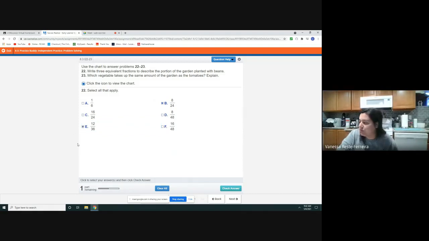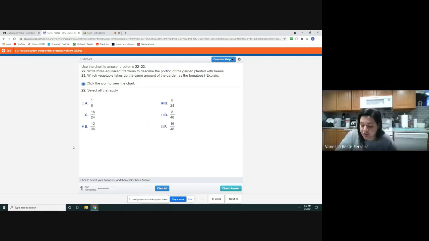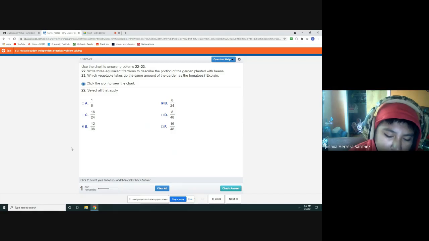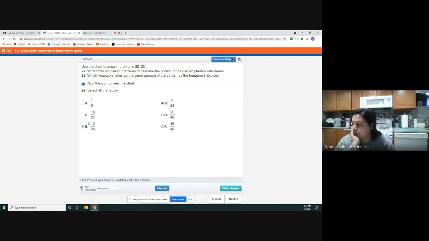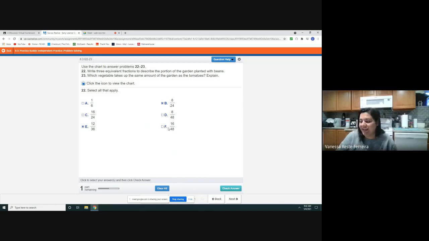How many did we need? 3, so we need one more. We already did times 2. We did times 3. What number do you think we should use next? Times 4. Let's try it out. Go ahead. 4 times 4 is 16. Good. And what's going to be the denominator? 24. No, 48. Good.